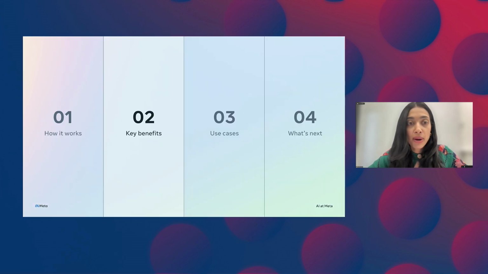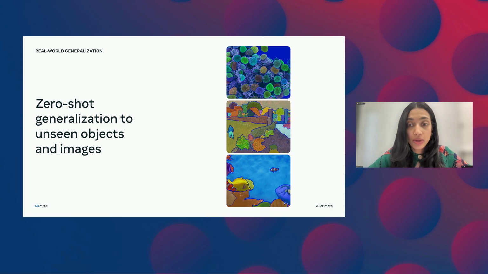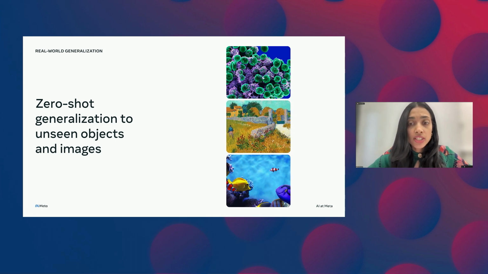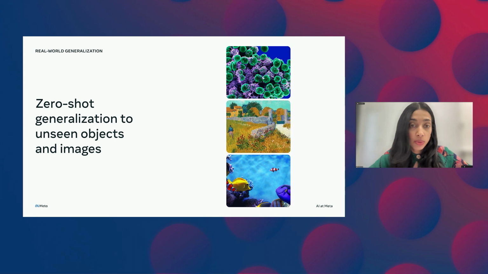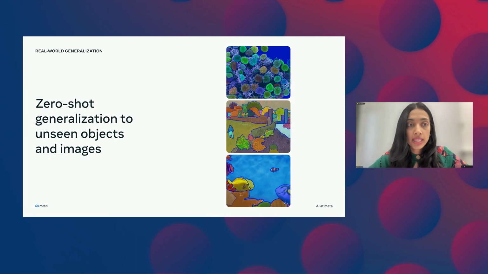All right, so now I've given you a bit of an overview of how SAM works under the hood. I want to also share about some of the capabilities and why SAM is so useful. So because we trained it on this large and diverse data set, SAM works for objects and images, even in image domains that it has never seen before during training. For example, medical images, paintings, or underwater images. And we call this ability zero-shot generalization.